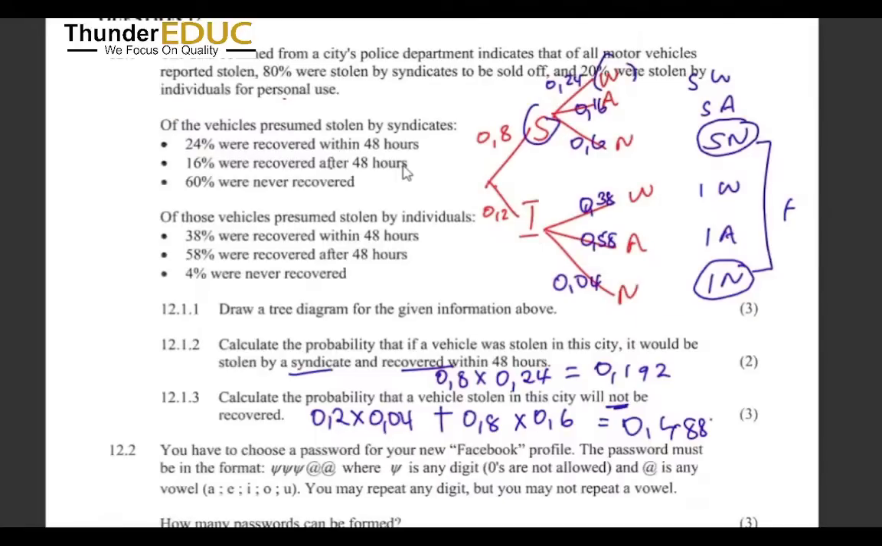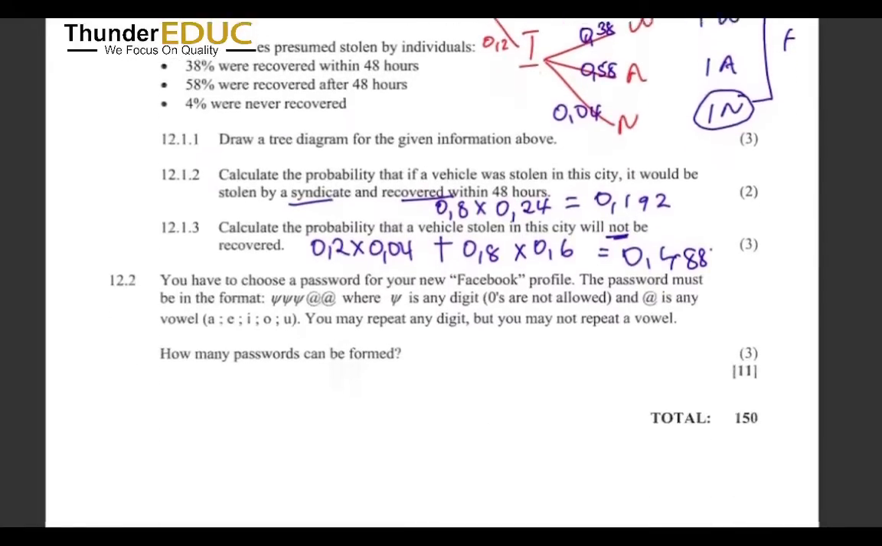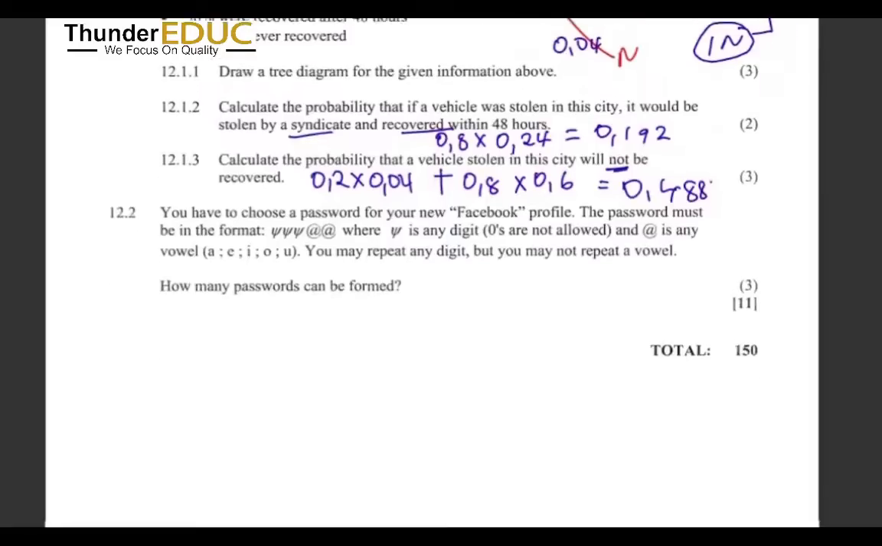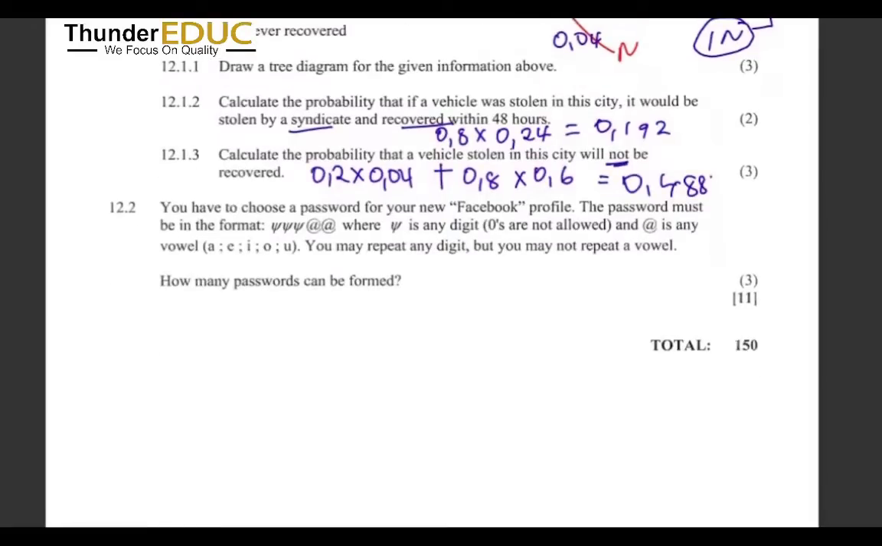Okay. Then 12.2, last one. You have to choose a password for your new Facebook profile. The password must be in this format, where this represents any digit and zeros are not allowed. And then this symbol represents any vowel. You may repeat the digits, but you may not repeat the vowels. So first things first, before we even read the question, we know that we're dealing with 9 digits since the 0 is out. And then the letters, we're only dealing with 5 since we have only 5 vowels.